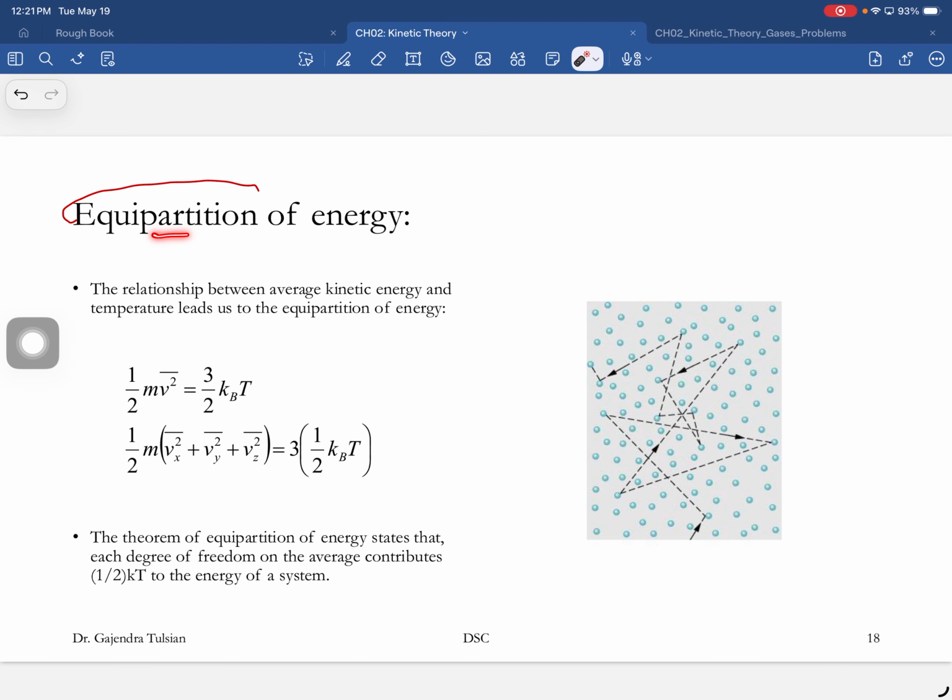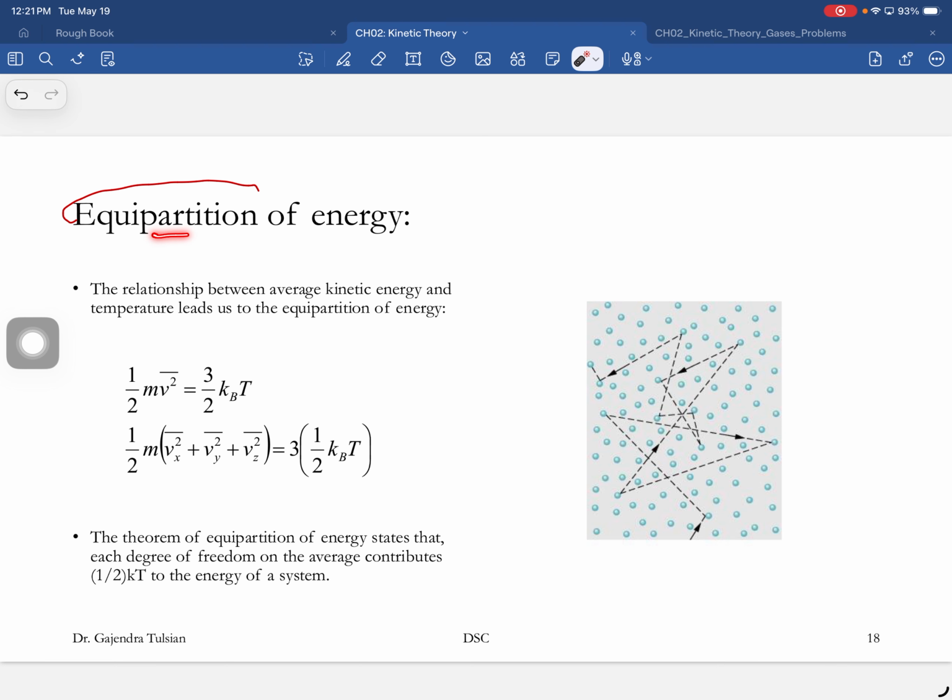This molecule can move in the x direction, it can move in the y direction, in the z direction, and is there anything else the molecule can do? It can spin about this axis, and it can spin about that axis. So it can spin like this, and it can spin like that. So this molecule has 5 degrees of freedom.